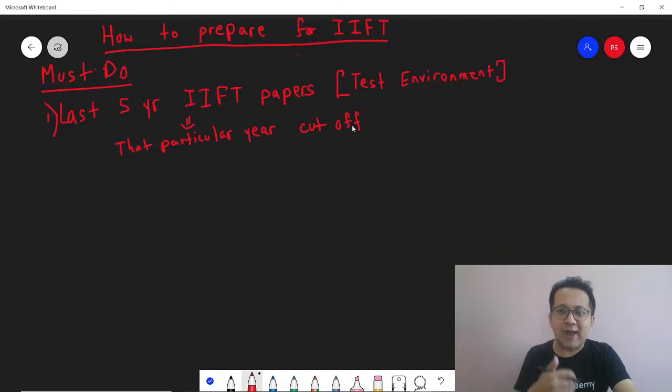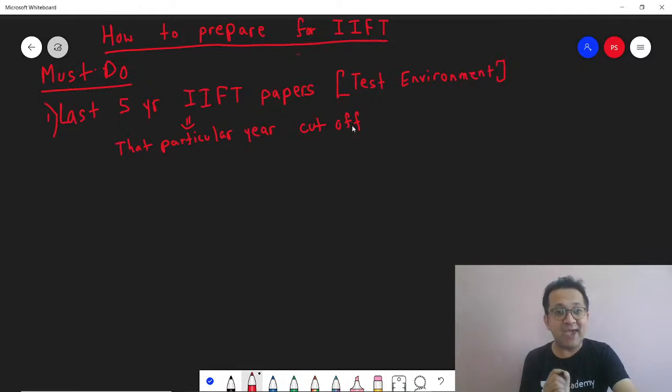So after you write the paper, 2 continuous hours, go back, Google the last year cutoffs, and then check whether you cleared the cutoff. Similarly, IIFT 2019, again, close yourself in a room for 3 hours. Why? Because that time IIFT was for 3 hours. Write down the IIFT paper in a test environment. After that, go back, Google, and check whether you clear the cutoffs.